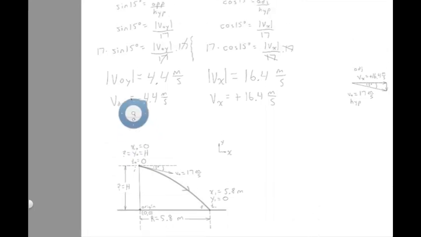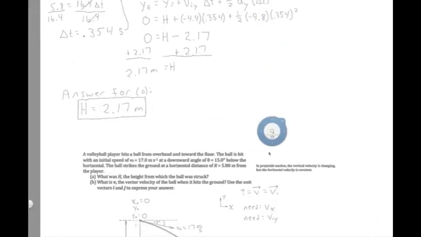So these are the symbols for what we need. And then, wait, we already figured out Vx, didn't we? Here's where we originally figured out Vx. It's positive 16.4 meters per second. So we're already halfway done, so to speak.